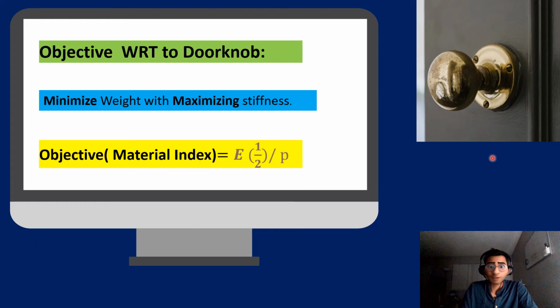So here I have defined the material index. If you simplify all these equations for the bending stiffness you encounter due to bending, it comes down to E raised to the power half divided by rho, where E is the modulus of elasticity and rho is density. What this implies is that my objective is to maximize this material index. If I maximize this function, it will give me a material with good enough stiffness and very low weight. So now let's look at the Ashby plot.